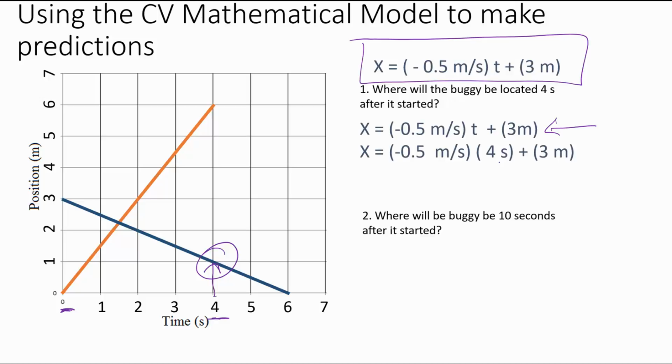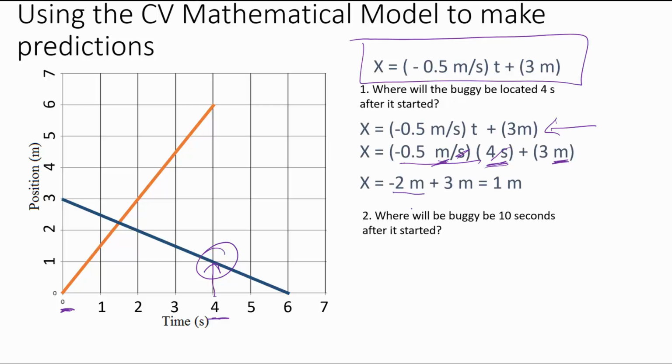Okay, and so then we're going to plug in our time. I plugged in 4 seconds here for t, and now we're just going to go ahead and solve. So we take 4 seconds times negative 0.5 meters per second, and notice here seconds and per seconds cancel. So we're going to be left with meters on this side, and we're adding it to something else with meters. That's very important. When we're adding or subtracting, our numbers need to have the exact same units on them.